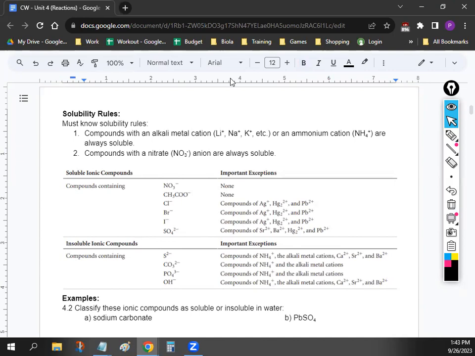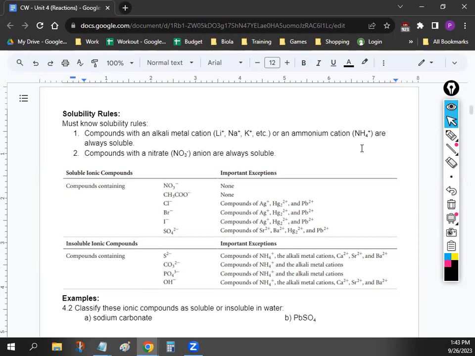Compounds with an alkali metal. If you have an ionic compound where the cation is a metal from the first column of the periodic table, or if the cation is ammonium, NH4 plus, it will, no matter what, dissolve in water. It does not want to get with anything. It will never form a precipitate.